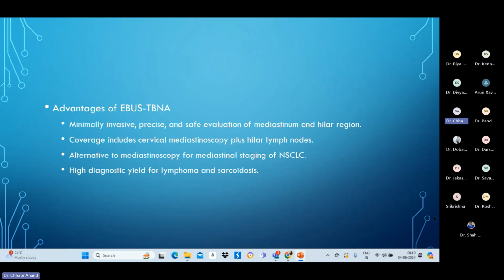Alternative to mediastinoscopy for mediastinal staging of non-squamous cell lung carcinoma, high diagnostic yield for lymphoma and sarcoidosis.